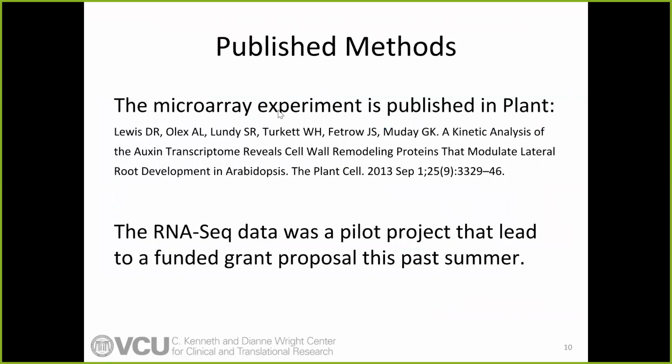Oh, and the microarray experiment I just talked about was actually published several years ago, and we just got a new grant funded to do further RNA-Seq experiments. That RNA-Seq was just a pilot study, so we only did one time point. This is actually a time course for trying to identify signaling pathways due to auxin stimulus in roots. So hopefully we'll have more manuscripts coming out in the future.